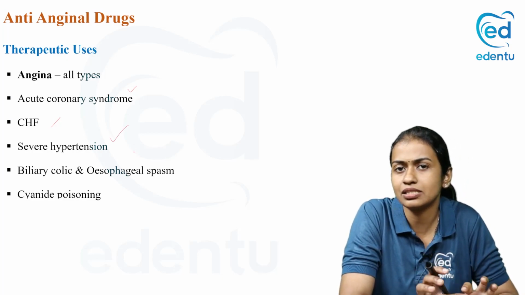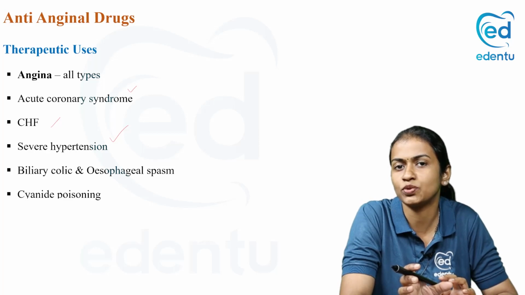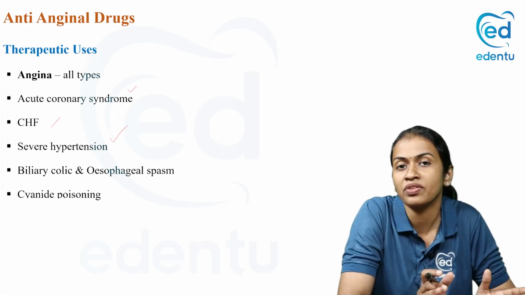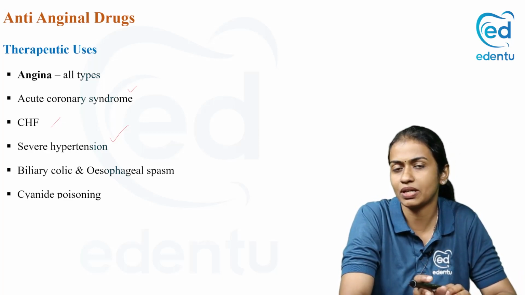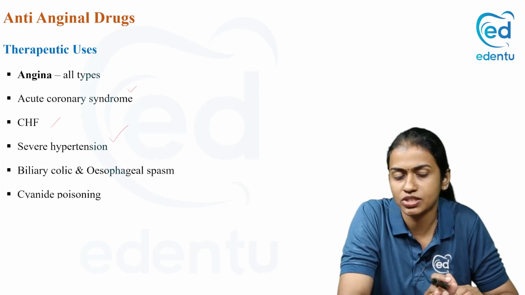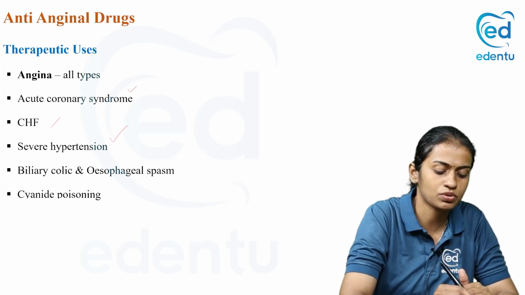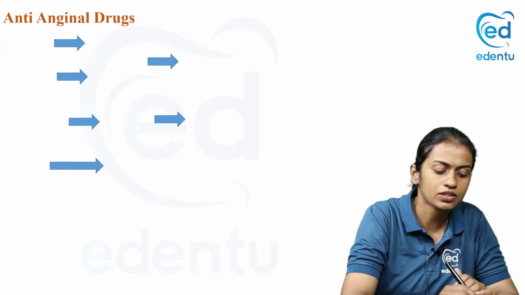Since it relaxes the biliary as well as esophageal smooth muscles, it is used for biliary spasm and esophageal spasm, and also for cyanide poisoning. We'll see one by one how it is useful for each of these conditions. First, we come to angina. So, how does it work in angina?